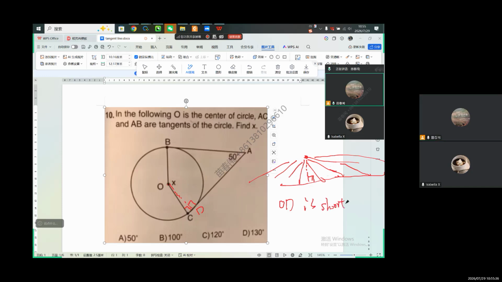Does that make sense? If OD is the shortest, then there is a problem. See, OC is already the radius, right? If OD is the shortest, which means OD is less than OC, and OC is R, then OD is less than the radius. It can't be less than the radius. It's impossible.